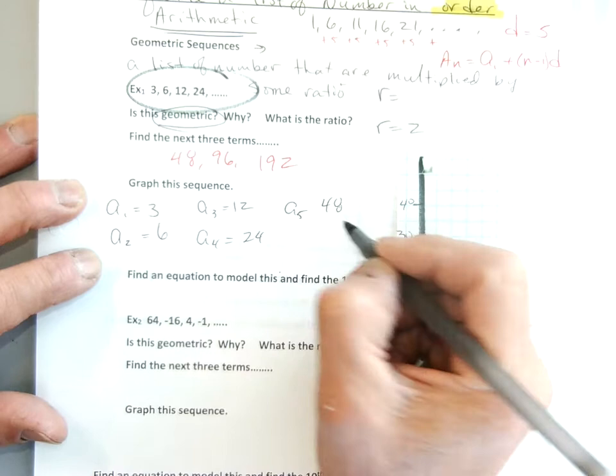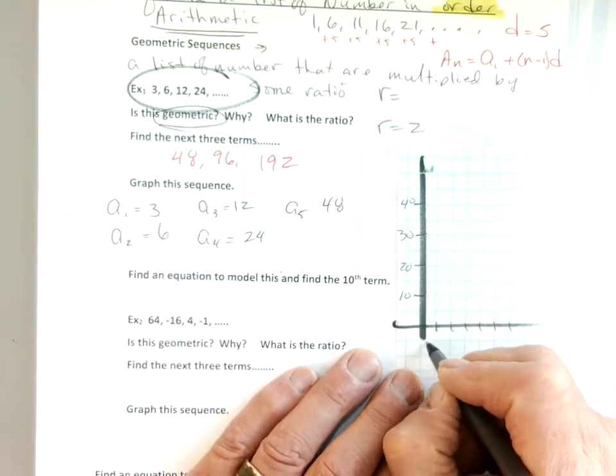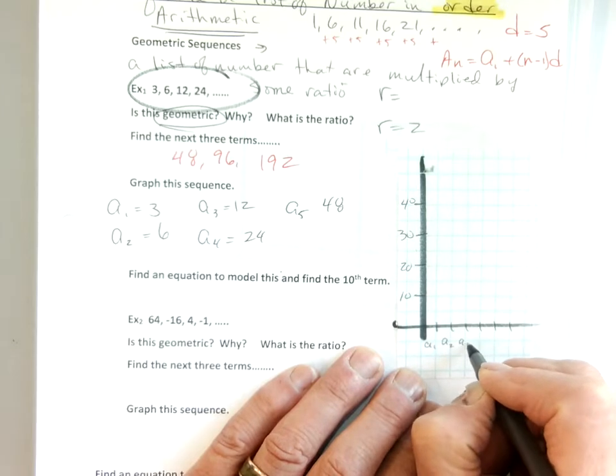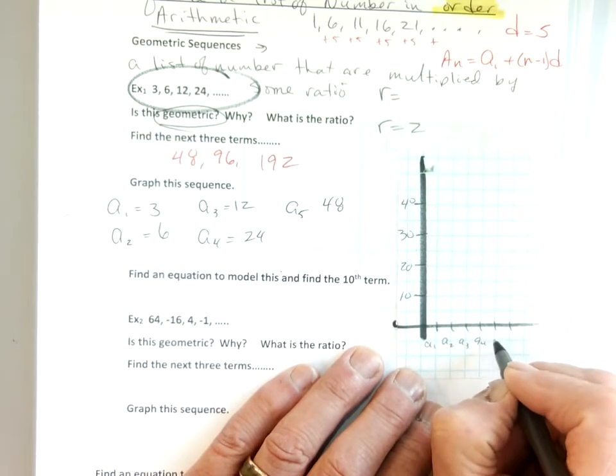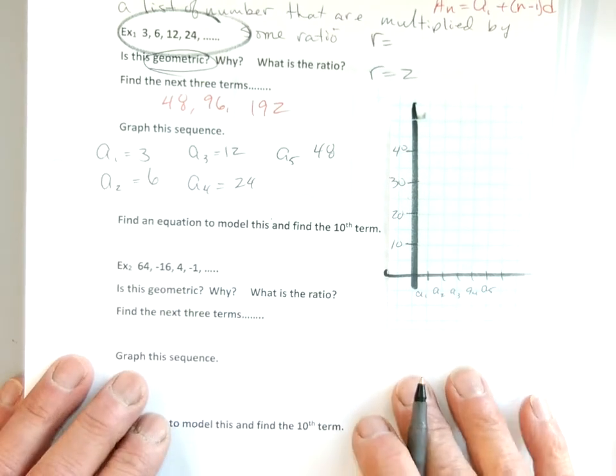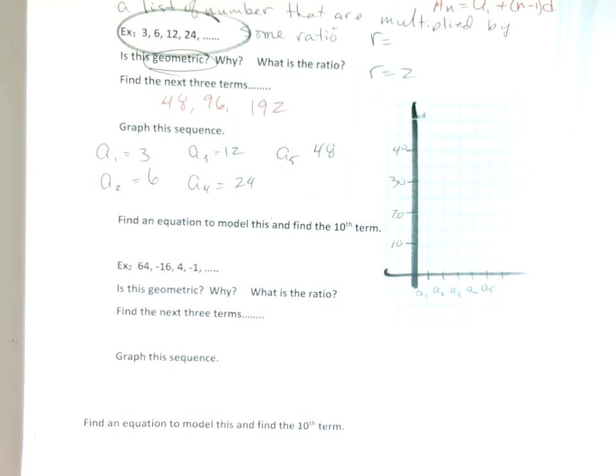Okay, so now when I put this, I'm going to go A1, A2, A3, A4, A5. Now if you forget to put down the A's, I will not count it wrong, but it really represents the first term, the second term, the third term, and the fourth term. Okay, so I'm going to graph those.